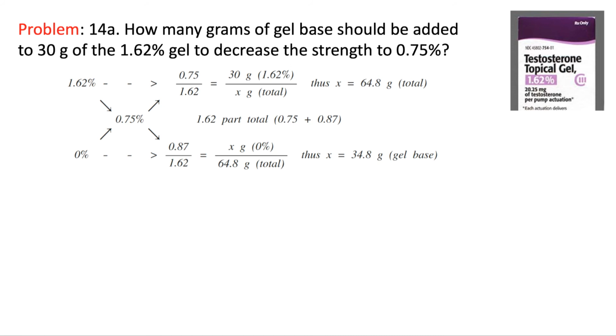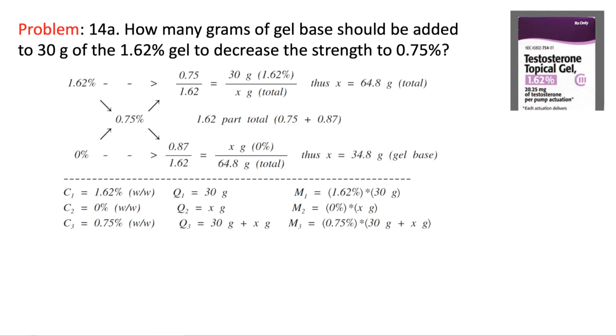Now, can we solve that? Instead of using the alligation alternative, let's solve it using the algebra method. So to do that, we've got to set up our C's and Q's. And so what we're starting with, the concentration of our initial gel, we said was 1.62%. And we're starting with 30 grams of that. So my mass 1, my initial mass, is 1.62% times 30 grams.